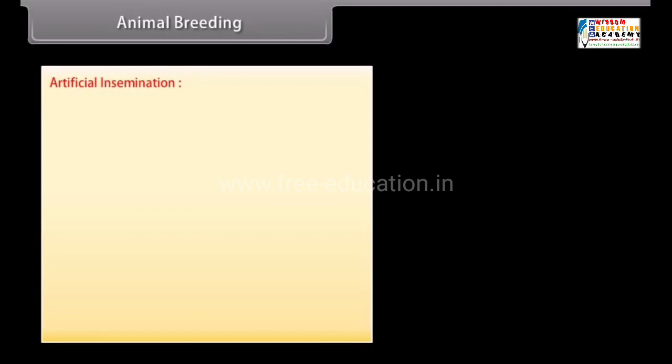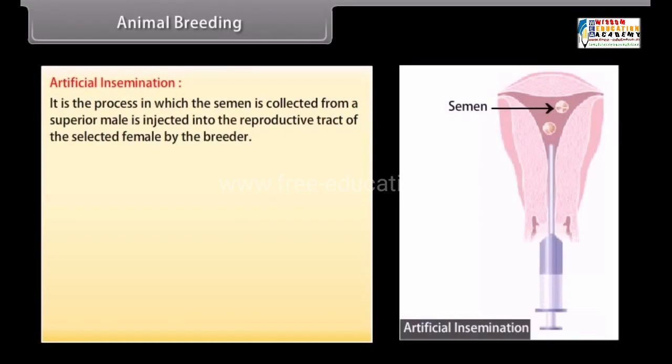Artificial insemination. It is the process in which the semen is collected from a superior male, is injected into the reproductive tract of the selected female by the breeder.